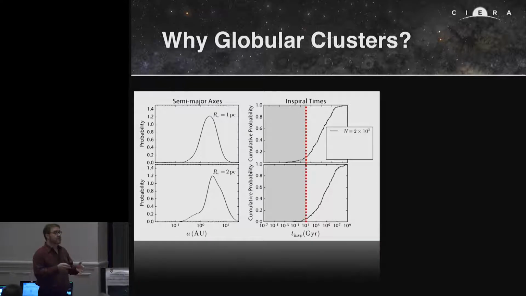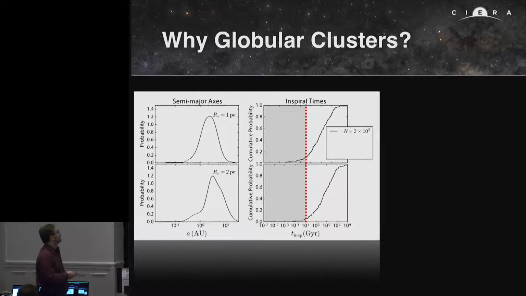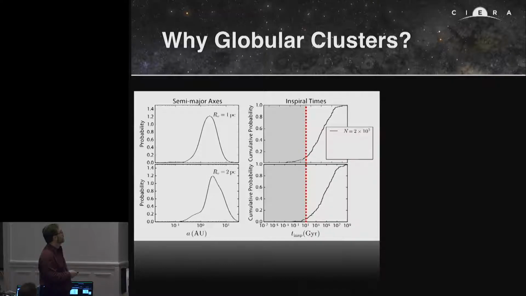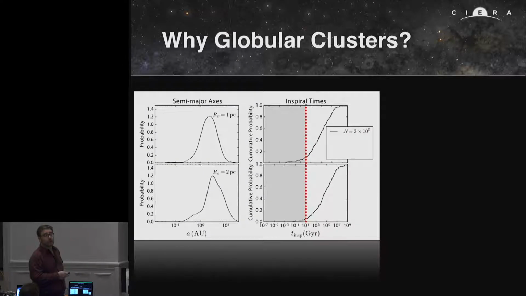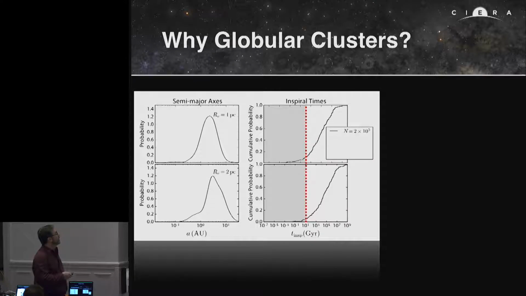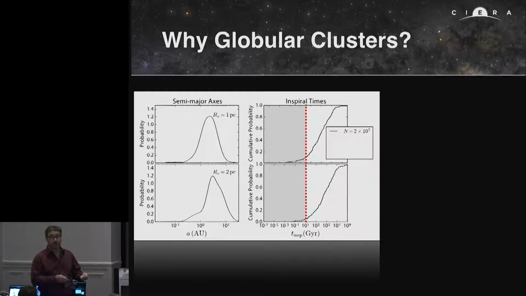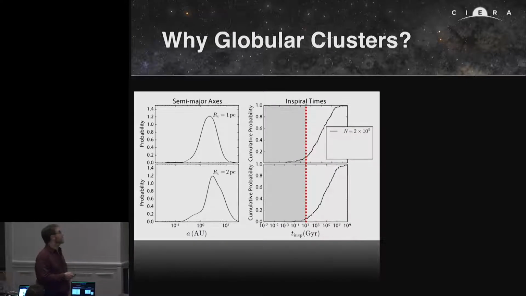So clusters with deeper potential wells produce tighter binaries naturally. So for a given mass, a smaller cluster has a deeper potential well, produces binaries that are a little tighter. The width of this distribution is typically about an order of magnitude. But if you now convert it into an in-spiral time, a merger time for that binary, you get a much wider distribution. This is now a cumulative distribution, covering many orders of magnitude. That's, of course, because the merger time goes like the fourth power of the initial binary semi-major axis.